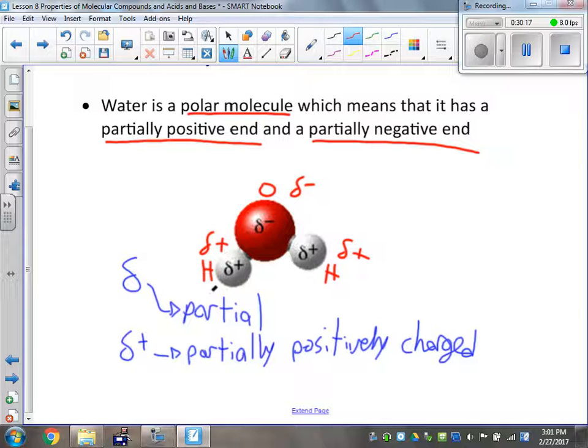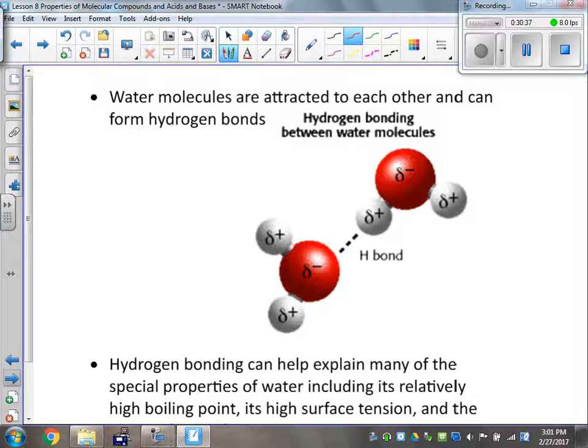Like when we went to the lab the other day, and I charged up the golf tube there with the bunny, and I held it near the water. That's why it curves, because the negative ends are attracted to the positive ends of the golf tube, and that's why it curls like that. So it's got a partial positive and partial negative.